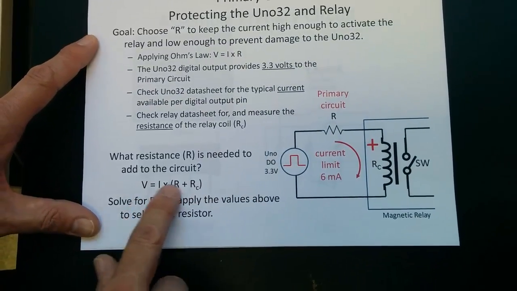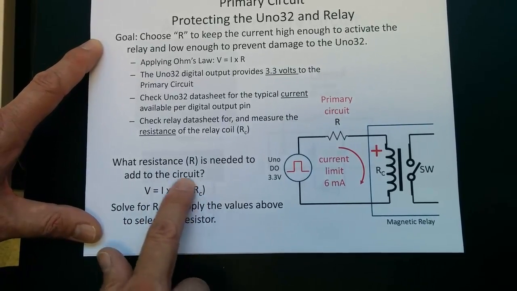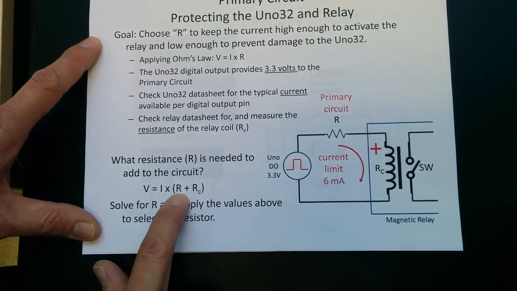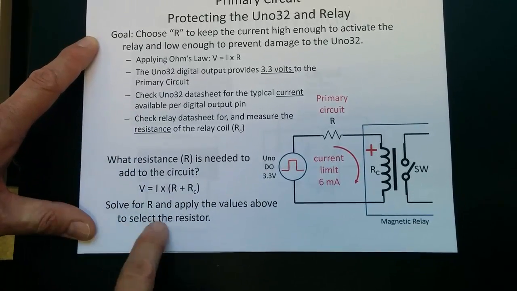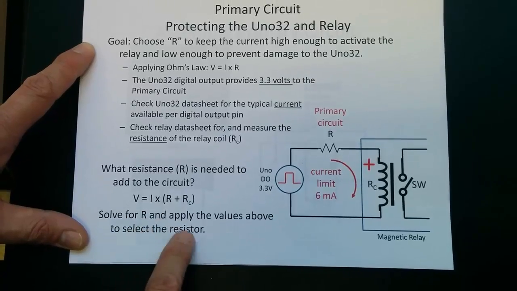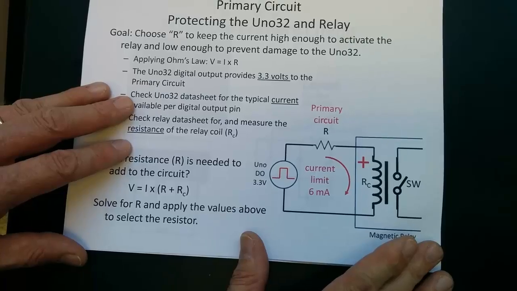So here's the equation. You'll see a little bit of difference here. We've got voltage is current times the total resistance, so we added it up. But there's only one unknown here. So run through this with the values you get in class and solve for R, and that'll be the resistor we're going to put right here in the series circuit. So I'm going to go ahead and wire that up right now.